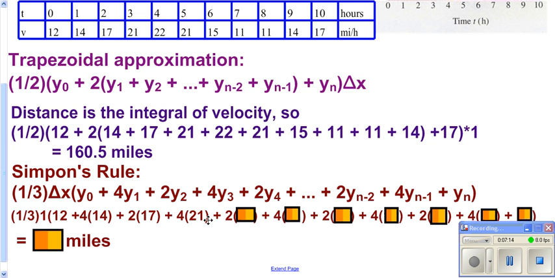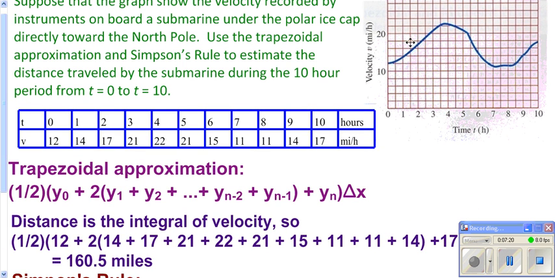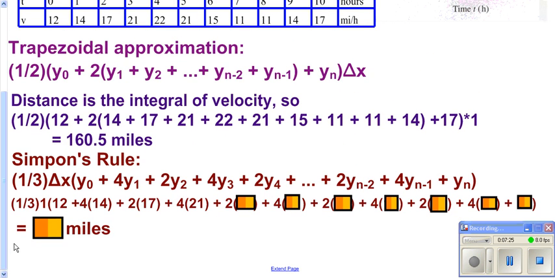And once again, our heights that I'm uncovering here are the velocities, because on your graph up here, how far up you go is your velocity. So we'll just continue to do this here. After our 21, our next height is 22, our next height is 21, and so on. And remember, what's in front, you got to alternate from timesing by 4 to timesing by 2 to timesing by 4 to timesing by 2.